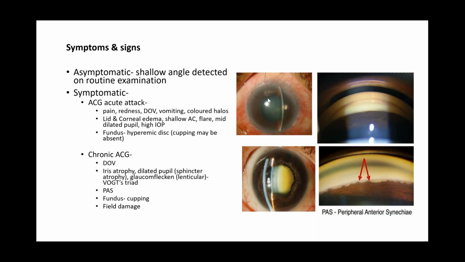The pupil generally becomes mid-dilated, ischemia. When you do pressures or tonometry, the pressures are very high, generally in the range of 30s, 40s, or 50s. The fundus, when you see, in cases of corneal edema, you might not be able to visualize the fundus. And so once the cornea clears out and you see the gonioscopy, and if you see the fundus, the disc may appear hyperemic, but the cupping may not be evident yet because the acute attack has just happened.